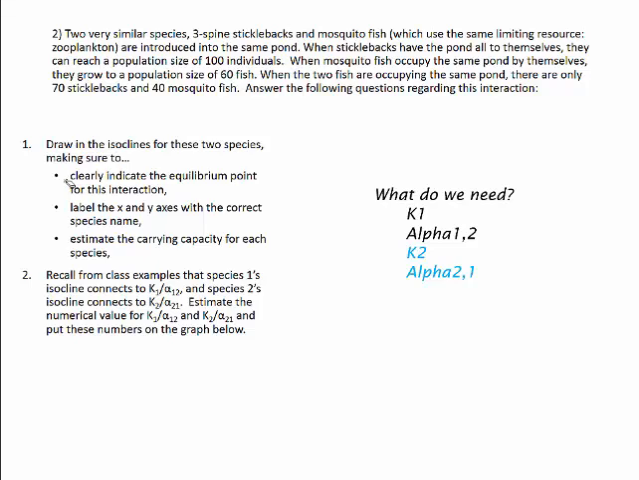So now let's go to the question and figure out what we know about these four things based on the question. If you take a quick read of the question, you'll see that there's some wording up here that gives us a big hint. It says that when the sticklebacks have the pond all to themselves, they can reach a population size of 100 individuals. Okay, so that means that when the mosquito fish are not around, the sticklebacks are able to populate the whole ecosystem up to their carrying capacity. And so their carrying capacity is 100 individuals. So that means that our K1 is 100.